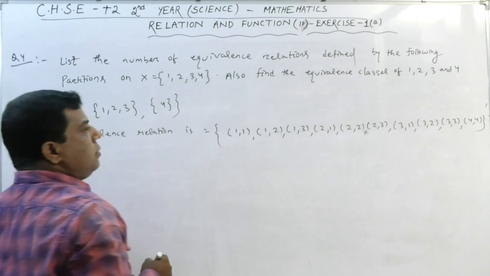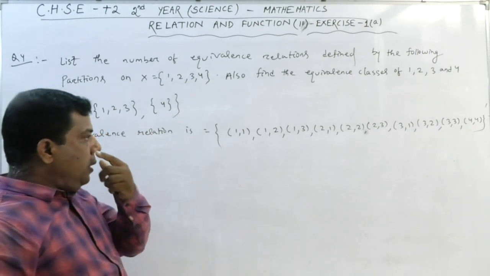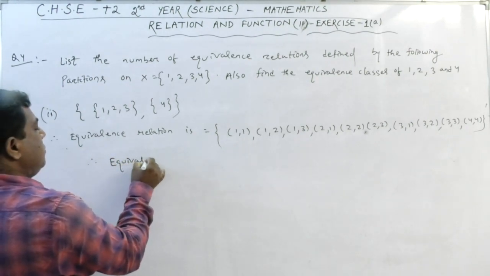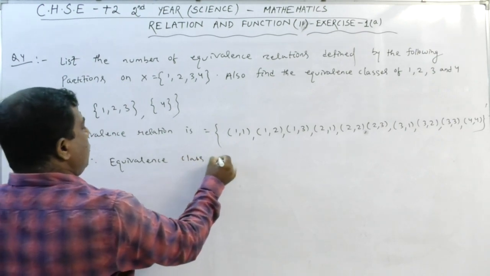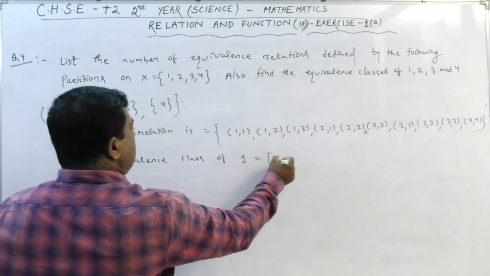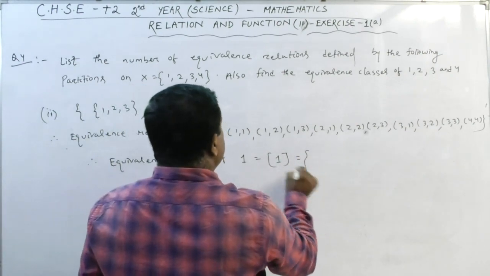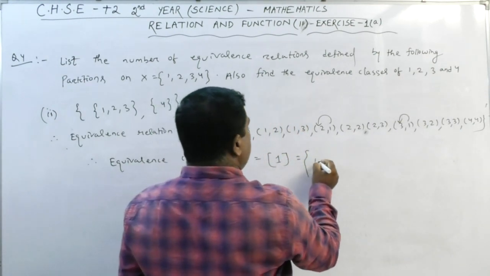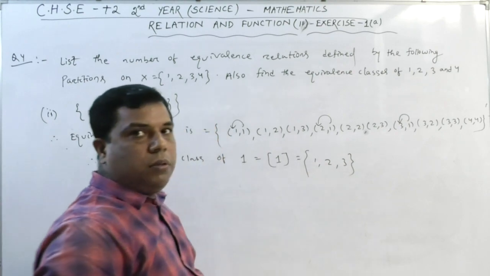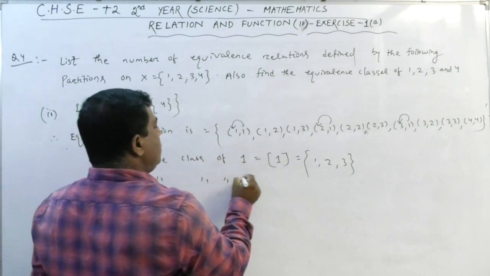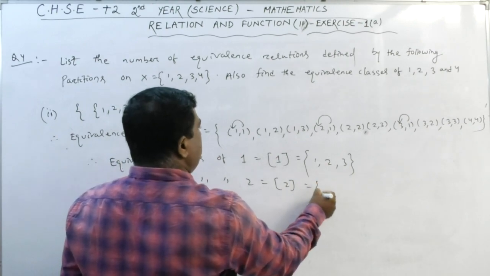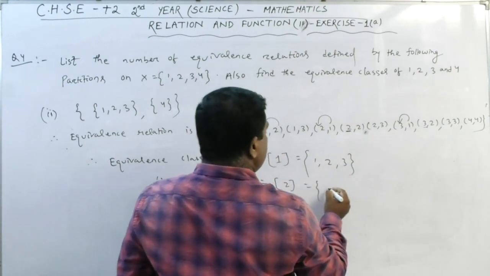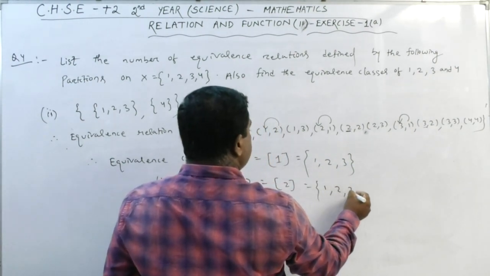Now we have to write the equivalence classes. The equivalence class of 1 is denoted like this, and it contains the elements with which 1 is connected. You can see 1 is connected to itself, to 2, and to 3, so the set of elements is {1, 2, 3}. And the equivalence class of 2 is what? With which it is connected. You can see 2 is connected to 1, to 2, and to 3. So it is again {1, 2, 3}.